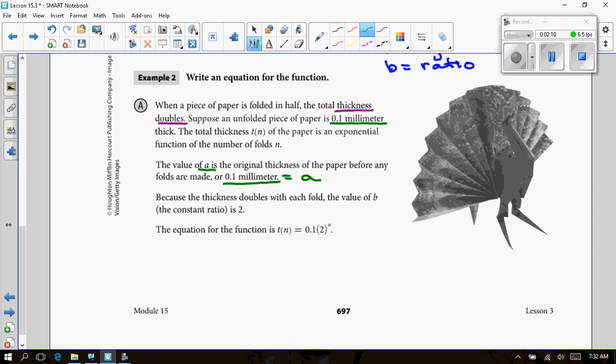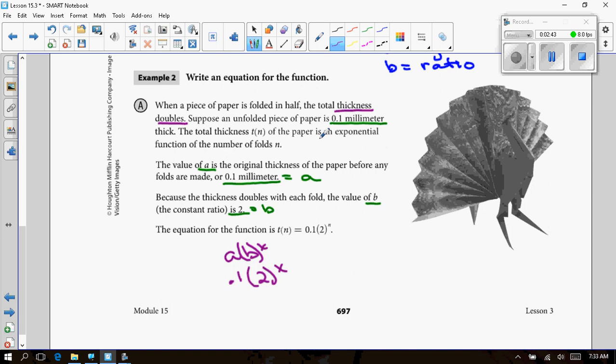And then we were told that, as you fold paper, it gets double thickness every time. So that means our b is 2. Then you put it into the equation a times b to the x power. So you drop them into the appropriate spots. We know that a was 0.1, b is 2, to the x power. All right, easy enough, piece of cake.